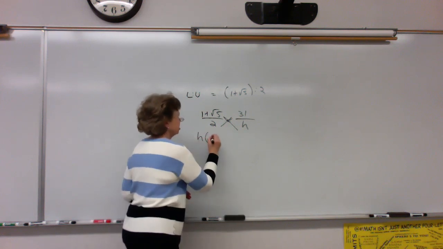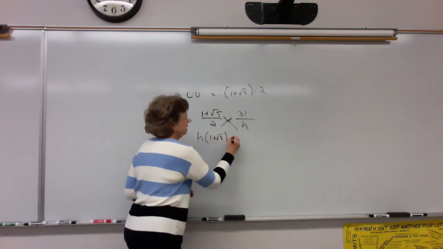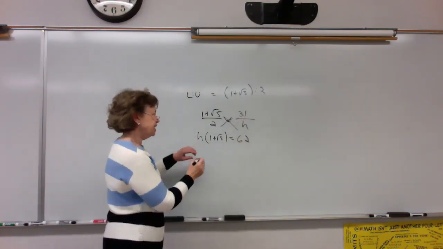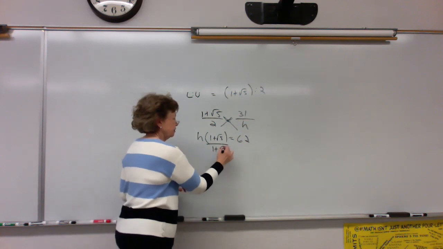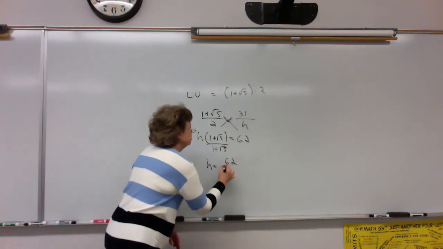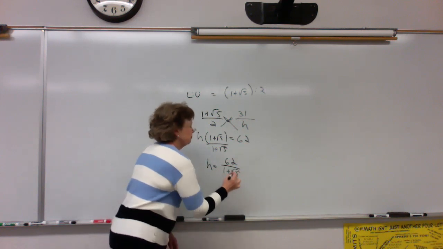Well, let's just leave it. h times 1 plus root 5 equals 2 times 31, or 62. I'm going to find h by dividing by that number that we multiplied by. So h is going to be equal to 62 over 1 plus the square root of 5.